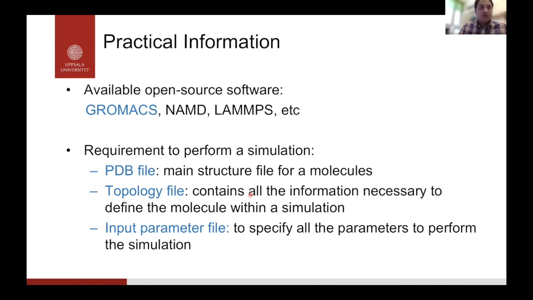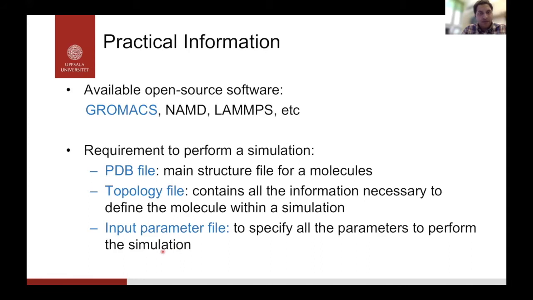So to start off the MD simulation, you basically need three different types of files. First, you need the PDB file, which contains all the structure information of all the molecules you want to use in the simulation. And then we need the topology file, which contains all the information necessary to define the molecule and molecule-molecule interactions within the simulations. And the input parameter file defines how you want to perform the simulations, like what the pressure and temperature should be, the time steps, and how long you want to perform the simulations. So let's go into a bit more detail on these topics.